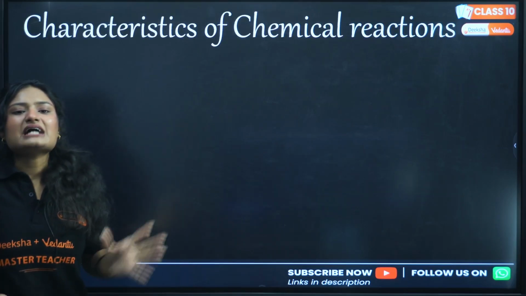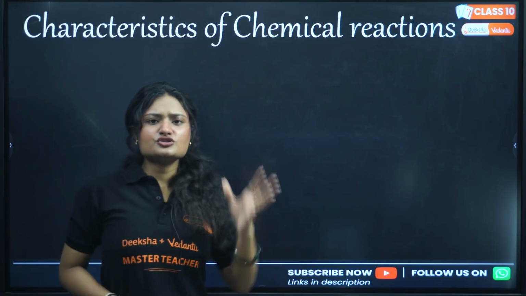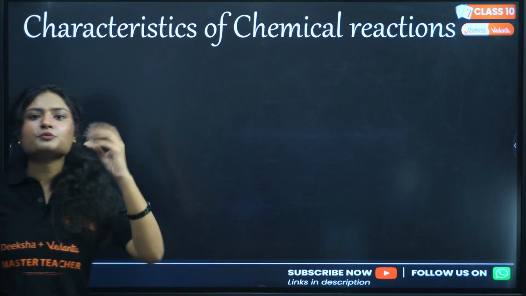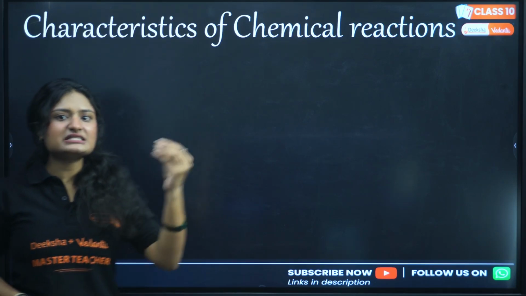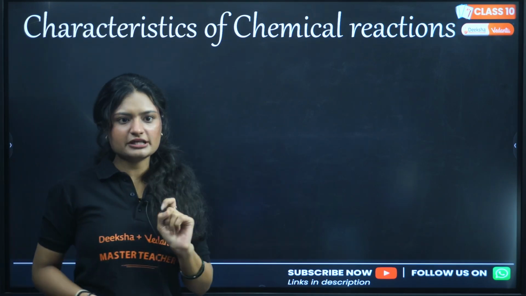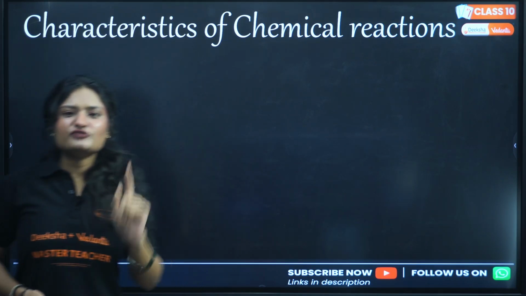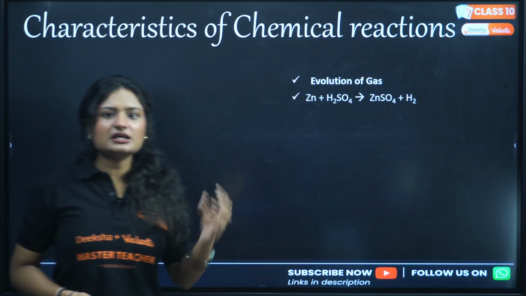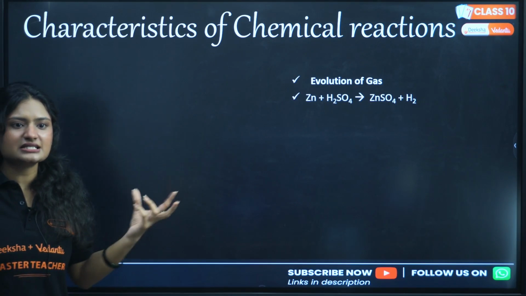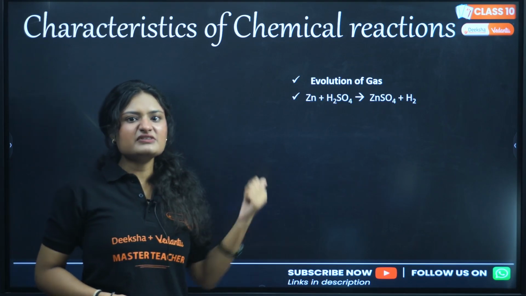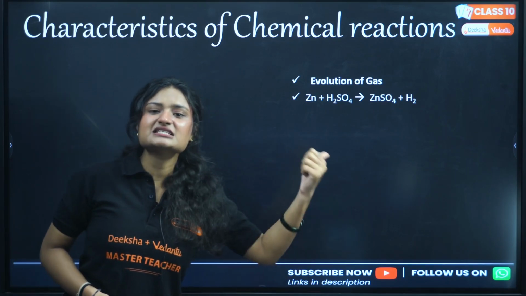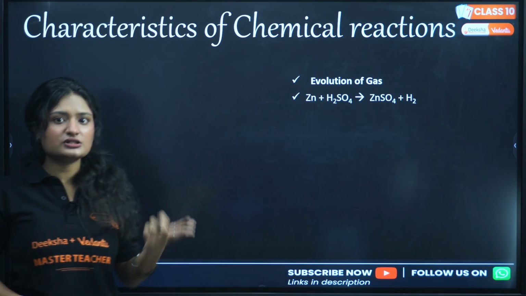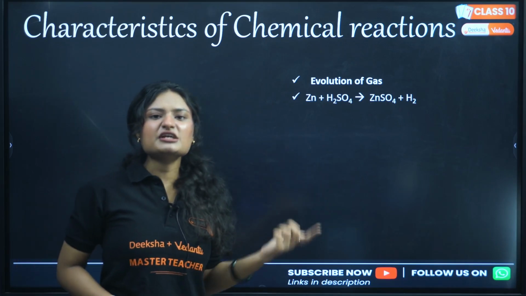Now, what are the characteristics of a chemical reaction? What are the properties of a chemical reaction, so that you can observe and know that a chemical reaction is happening? The first one is evolution of gas. Whenever there is an evolution of gas in a reaction, it is considered a chemical reaction. For example, when zinc combines with sulfuric acid, we get zinc sulfate and hydrogen gas is evolved. So it means it is a chemical reaction.